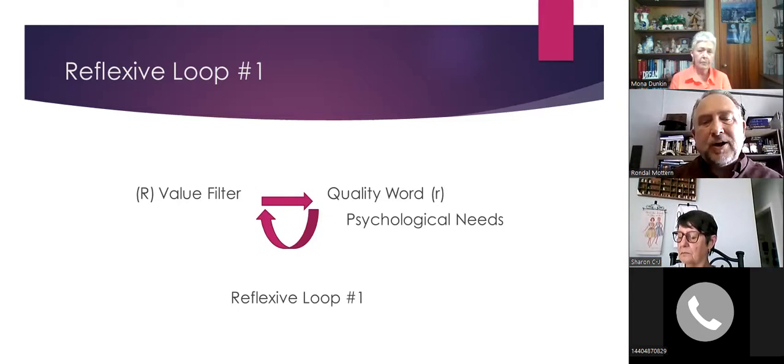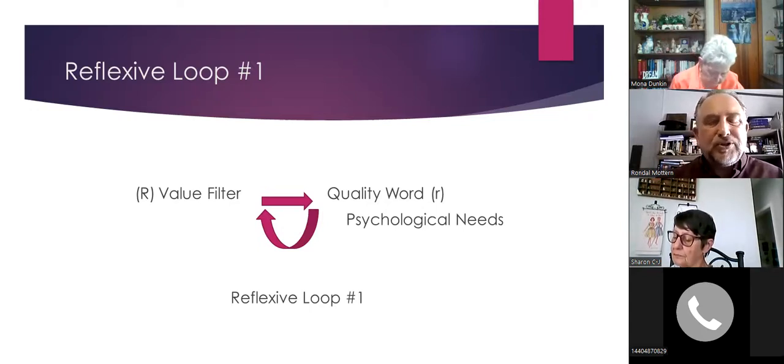Outside, we have big R reality, which we may never know because it has to be filtered before we know it. But once it gets through, whatever it is that gets through goes through that total knowledge filter. If it meets our needs, it goes through the value filter, ends up in our quality world. And we know there's a reflexive loop there.